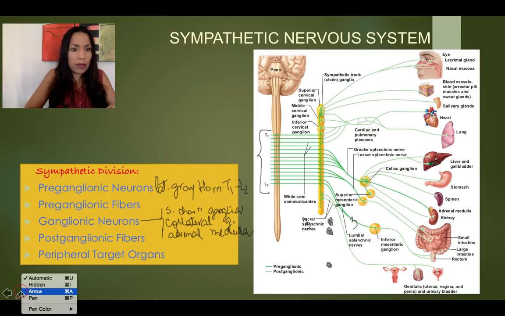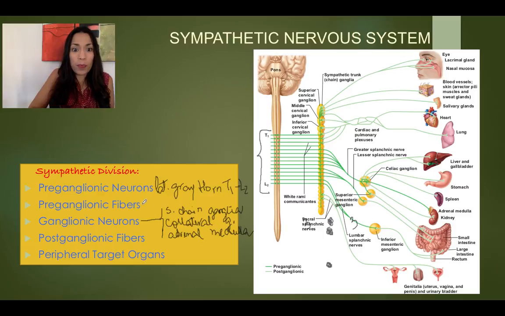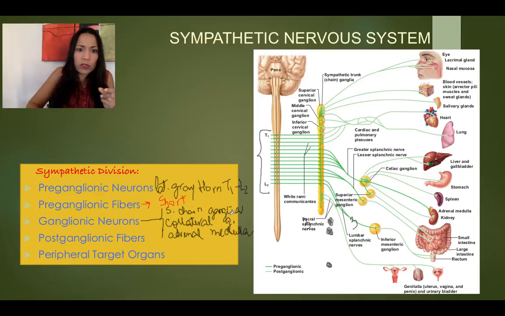What is important about knowing they're right there is that the preganglionic fibers, which are, remember, the axons of the preganglionic neurons, are very short, okay? They're short because we're right there, from the spinal cord to in front of the vertebral column or to the sides of the vertebral column. So these preganglionic fibers are very short, but the postganglionic fibers are very long.